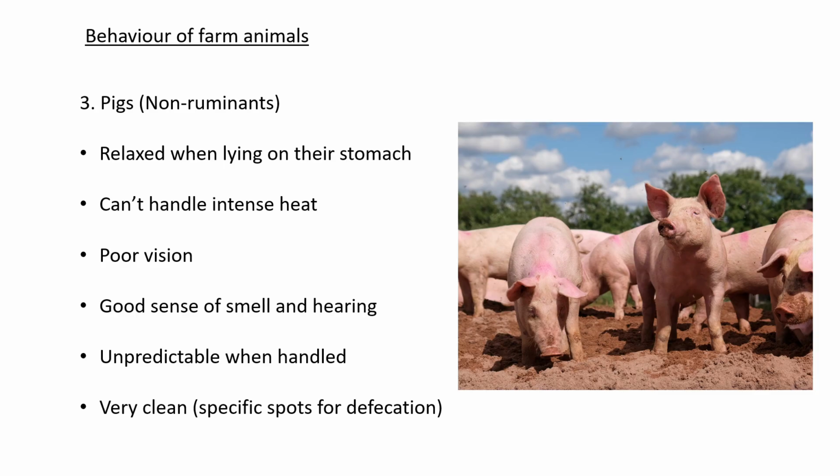So then also they've got poor vision. So this is important to know when you're trying to handle the animals. They won't necessarily see you coming, and they obviously don't have depth perception. But in essence, they do have a good sense of smell and hearing. So they will be able to hear you coming and definitely smell you or smell the food they want to eat. Then all the time, I think most people know this, pigs are very unpredictable to handle and very difficult to catch. So they must be kept as calm as possible.